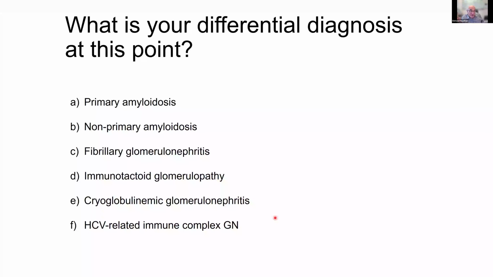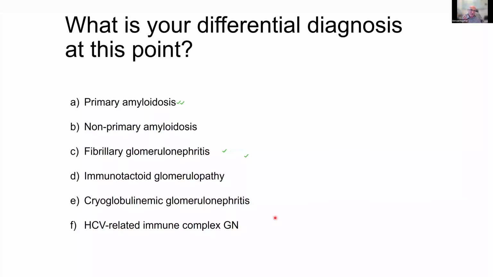We found that, okay, there's some fibrillary deposits, and earlier we saw that there was this IgG lambda staining by immunofluorescence microscopy. So at this point, what is your differential diagnosis? Is it primary amyloid, non-primary amyloid, fibrillary glomerulonephritis, immunotactoid glomerulopathy, cryo, or HCV-related immune complex? Primary amyloid, fibrillary glomerulonephritis. Because of that, I think that both of those could be in the differential.